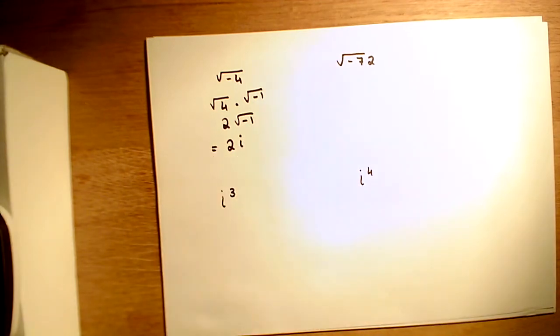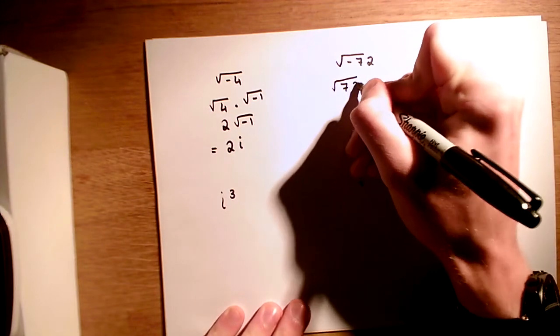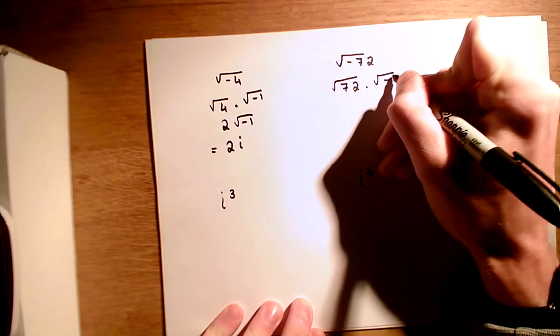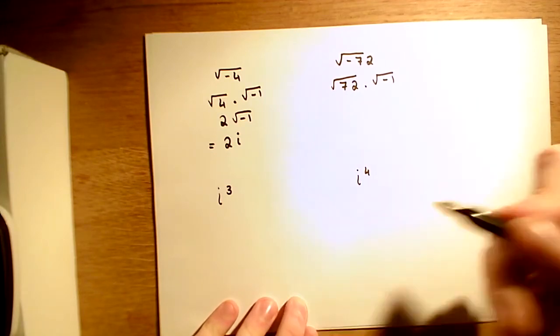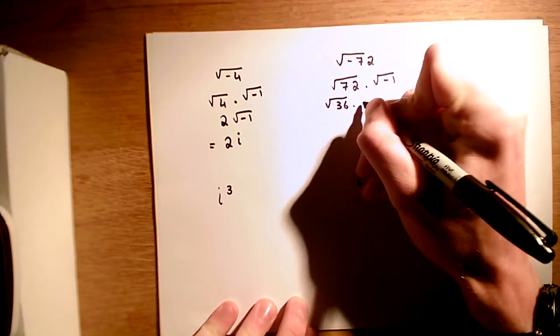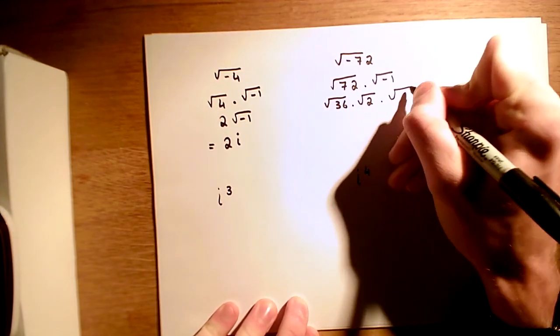Now, if we look at the square root of 72, this one is slightly more complex, we have more steps to it. Let's try and simplify it in a similar manner. So let's take out the square root of positive 72 times the square root of negative 1. Now, can we break down the square root of 72 any further? Well, we can. If we were to divide it by 2, let's say, that would give us the square root of 36 times the square root of 2 times our square root of negative 1.